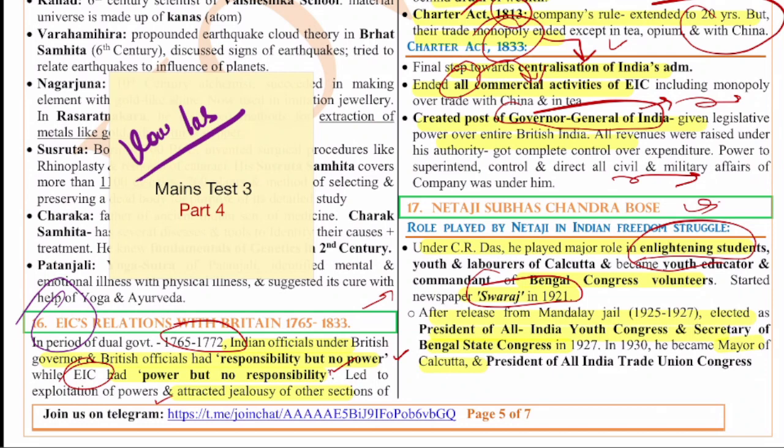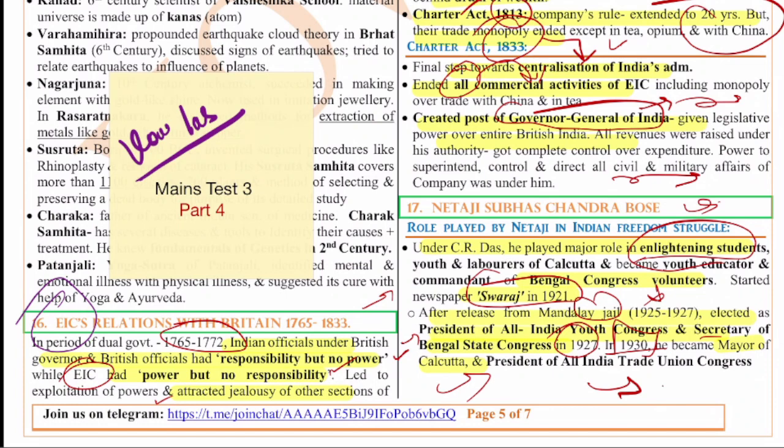He was imprisoned after 1921. Later on, after release from Mandalay jail in 1925, he was elected as the president of the All India Youth Congress and secretary of the Bengal State Congress in 1927. In 1930, he became the mayor of Calcutta and the president of AITUC, the All India Trade Union Congress. This AITUC was founded by M.N. Roy.